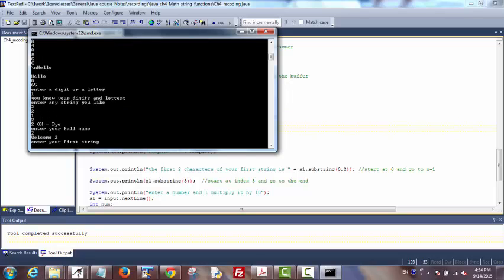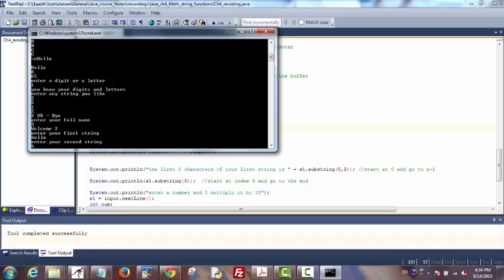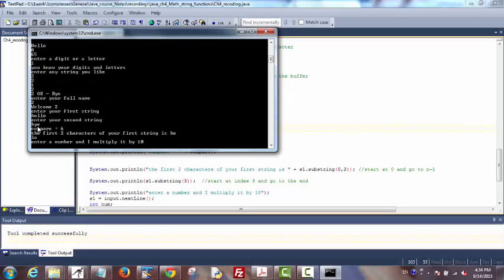When it says enter your first string, I'm going to do hello. And it's going to give me a second string, say bye. So notice it gave me right there, it's HE. So the first 2 characters is HE because of that. Now, substring with 3, notice it starts at position 3 and goes all the way to the end. So hello, 0, 1, 2, 3, which is this L, and then O is the last 2.